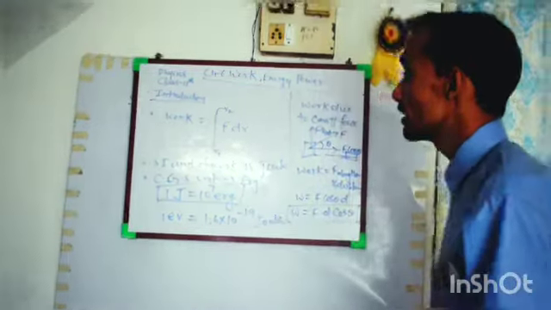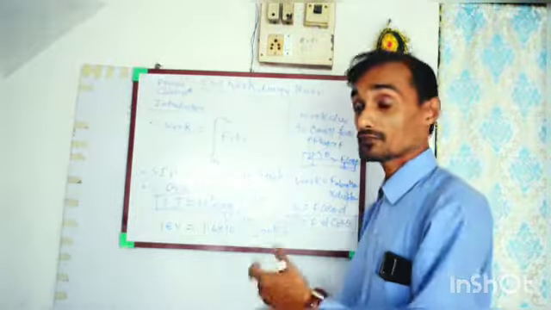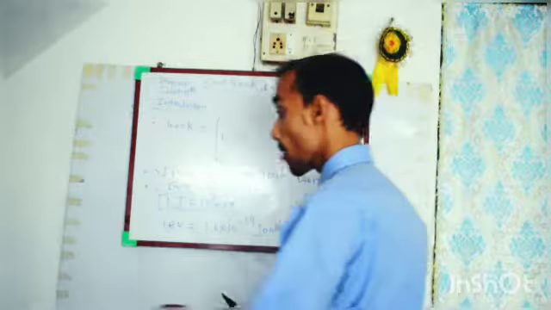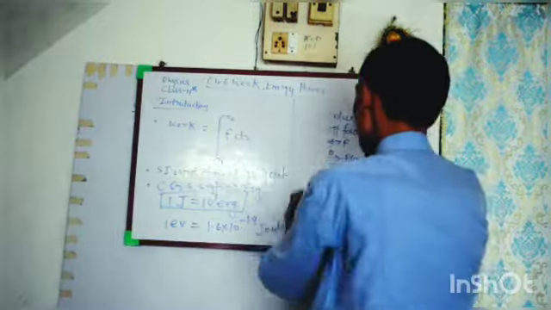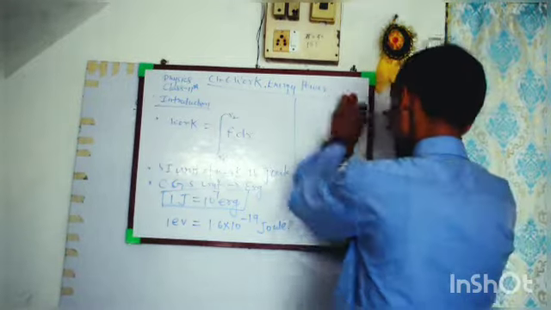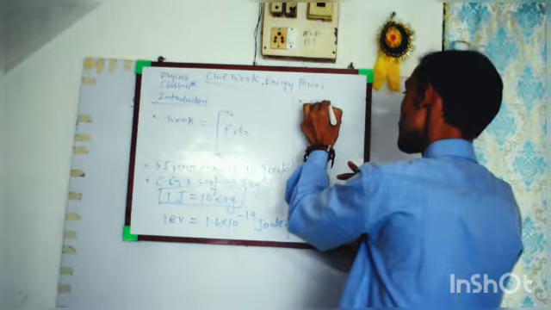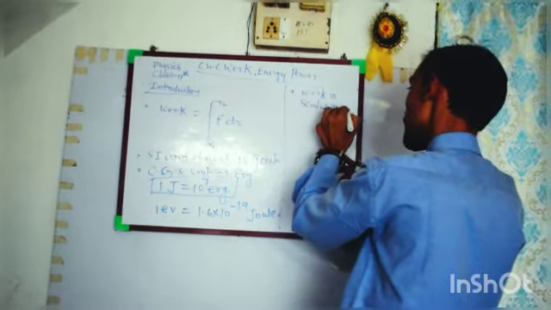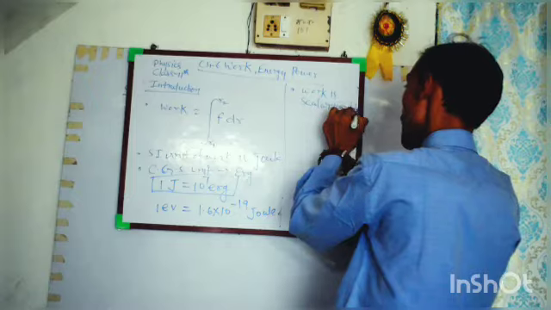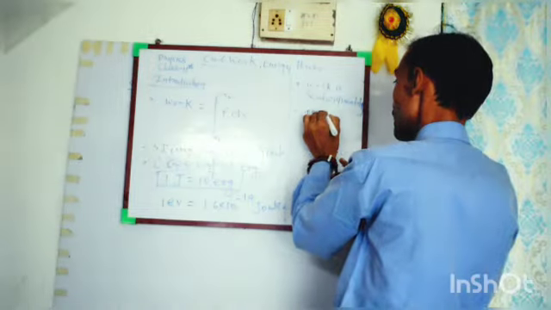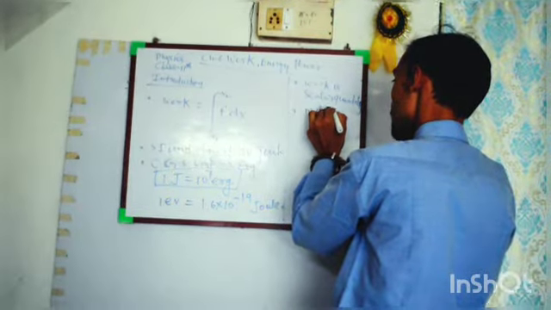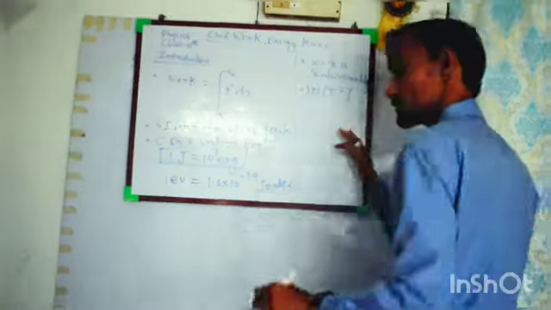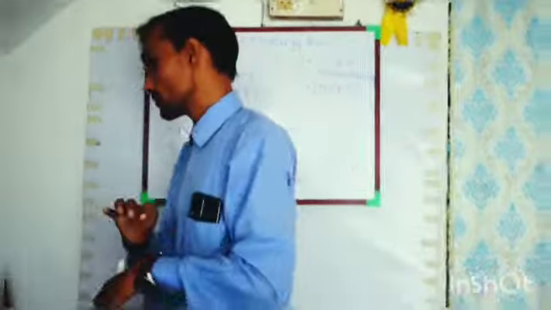So these are the basic units of work we have seen, and work is a scalar quantity because it has only magnitude, not direction. The dimension of work is M L to the power 2 T to the power minus 2. It is the dimension of work.